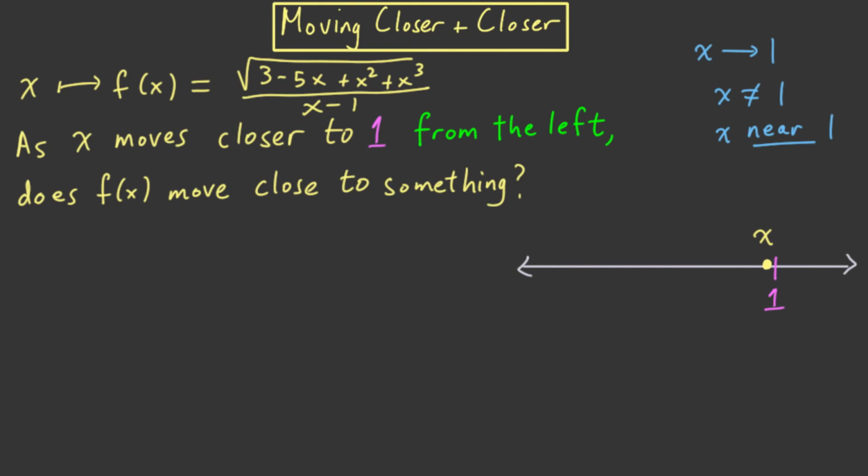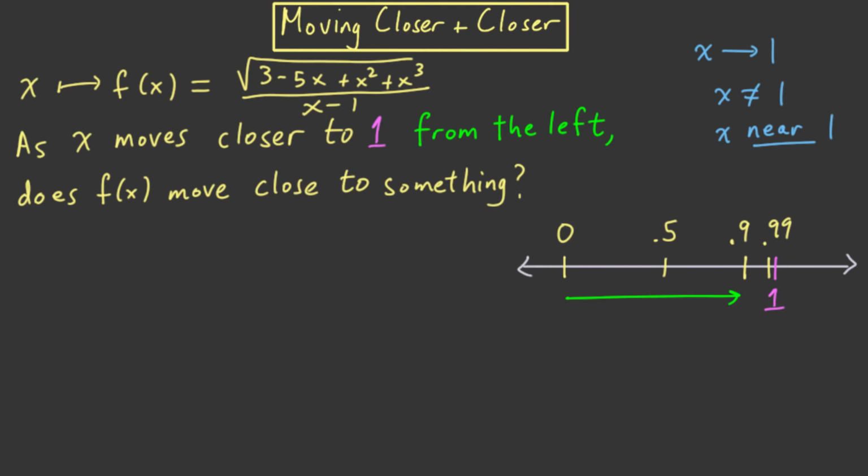And what we can do in order to see what's happening to f as x approaches 1 from the left is just select certain values of x that are getting closer and closer to 1 from the left. So over here on the number line, we could start with x equals 0, and then to get closer, we could try x equals 0.5, or even closer, maybe 0.9, even 0.99, these sorts of values. And we want to know what's happening to the output. So we can just plug these values into the function and see whether the output gets closer and closer to anything.